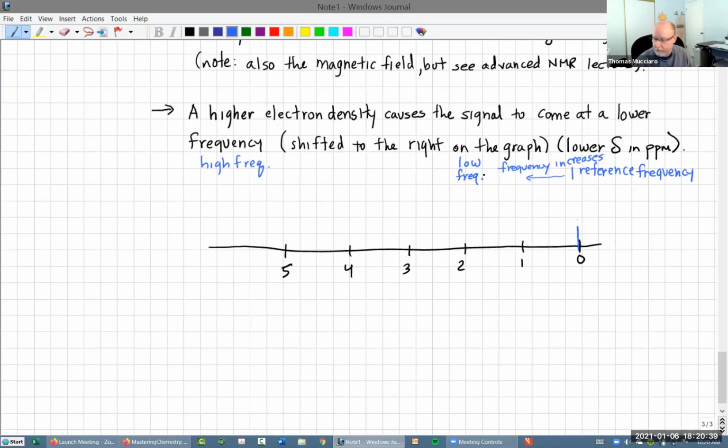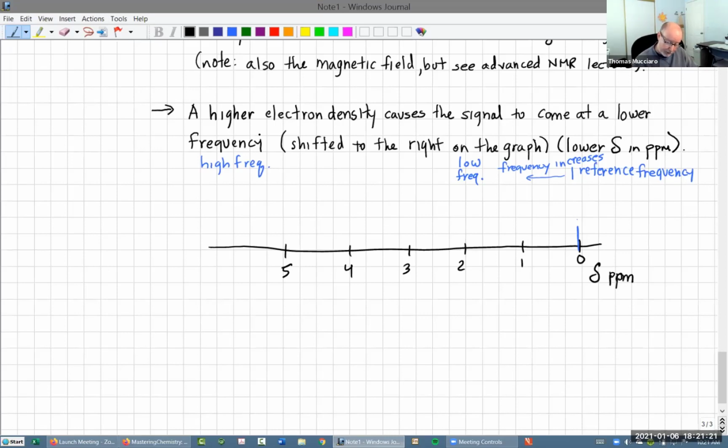Okay. And actually what we measure is the difference between the frequency for the signal and the reference frequency we take. So we basically measure how far the signal is shifted over from 0. And then we take a ratio, and that's how we get our parts per million. Okay. Everybody cool with that? And you don't have to do that math. I'm just trying to give you an idea of what the numbers mean. All right. So high frequency on the left, low frequency on the right.